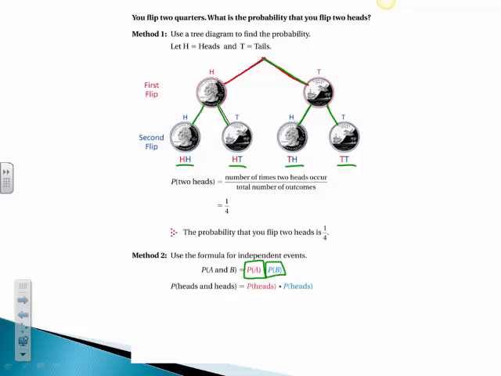So the probability of getting heads on the first turn is 1/2, and the probability of getting heads is still 1/2 because they're independent, so they don't affect each other. So if you take 1/2 times 1/2, you get 1/4. And so the probability that you flip 2 heads is 1/4. So you can see here the formula is a much faster way of figuring out the probability of 2 events rather than having to map out a picture of the situation.